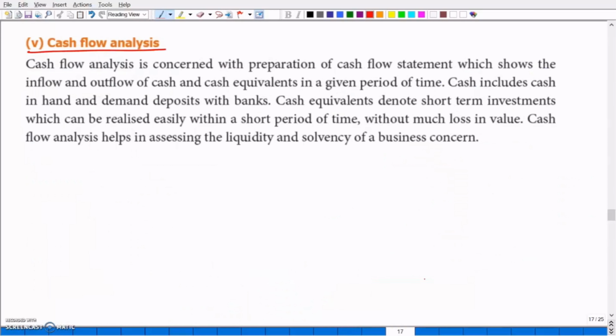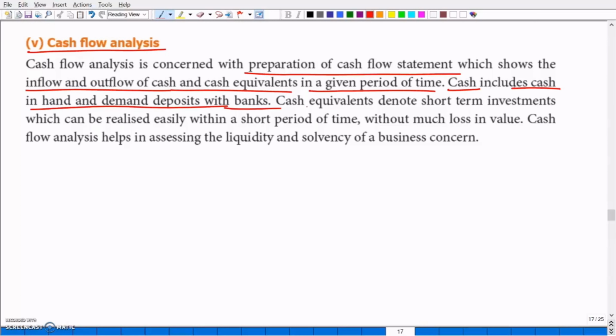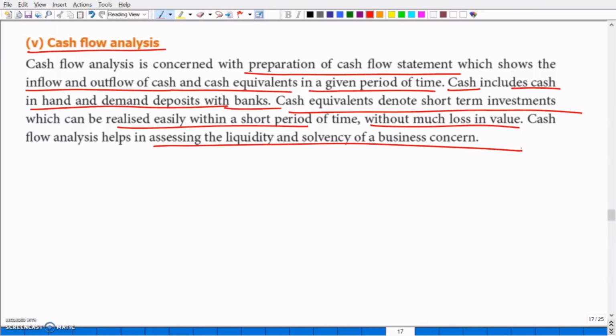And finally, cash flow analysis. Cash flow analysis means we are going to analyze the cash flow statement to understand from where they have generated money and where they have utilized the money. Cash flow analysis is concerned with the preparation of the cash flow statement, which will show inflow and outflow of cash and cash equivalents in a given period of time. And when we say cash, this includes cash in hand and demand deposits with banks. Cash equivalents denote short-term investments which can be realized within a short period of time without much loss. And cash flow analysis helps in assessing the liquidity and solvency of a business concern.